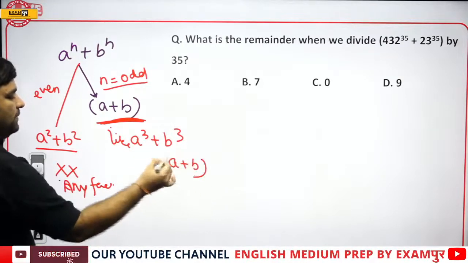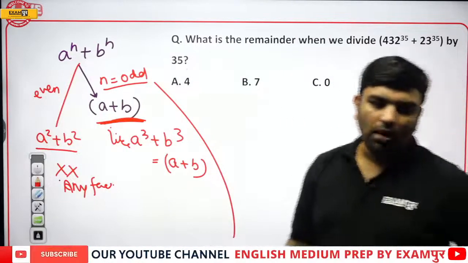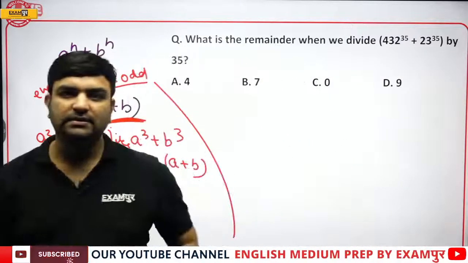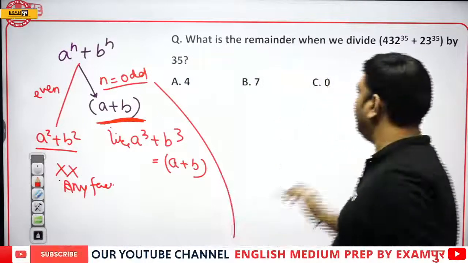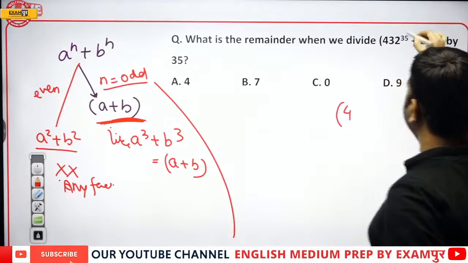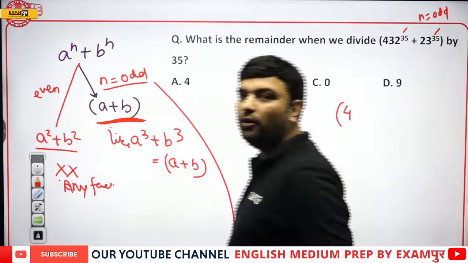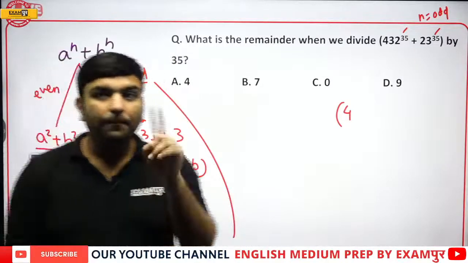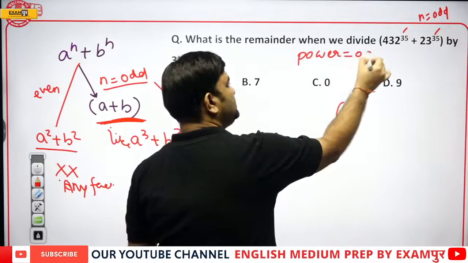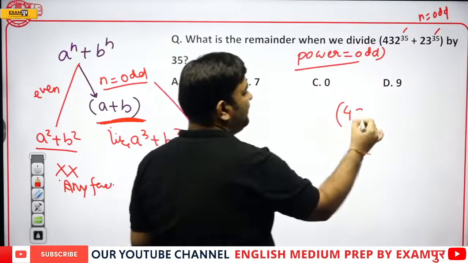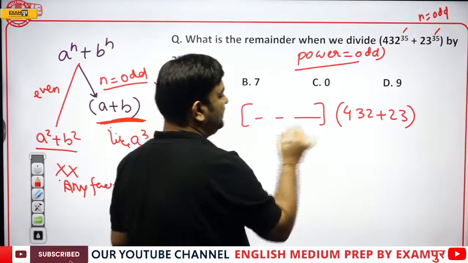Okay, always remember with examples. a ki power n plus b ki power n has a factor of a plus b only because n is odd. The power is odd. That is why we are able to say that it will have a factor of a plus b and something else.